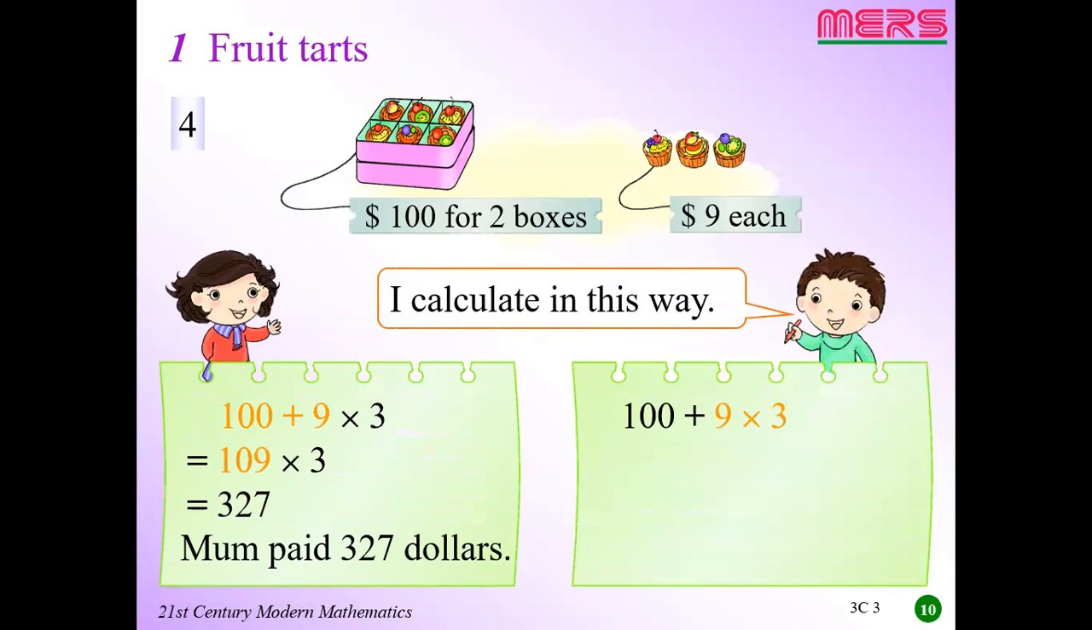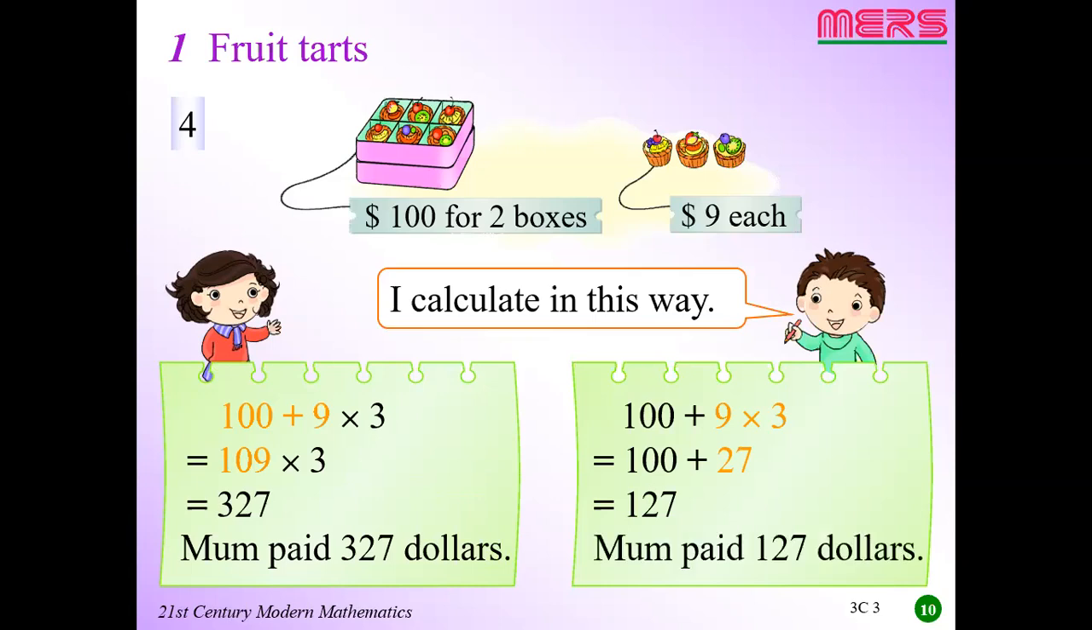Okay, so look on your right-hand side. I calculate in this way. This is Bill's calculation here. So for him, he did multiplication first. 9 times 3. The answer will be 27 plus 100. The final one is 127. Okay, so mom paid $127. Which one is correct?